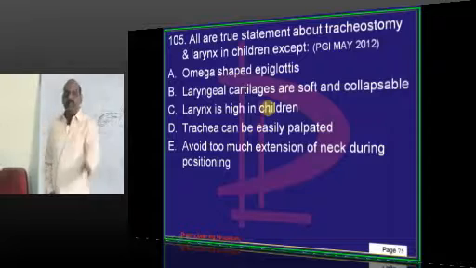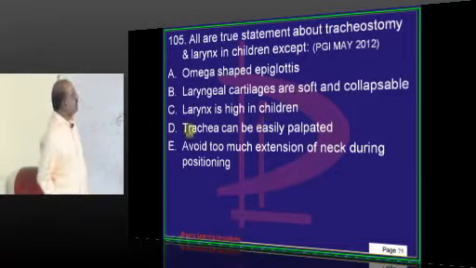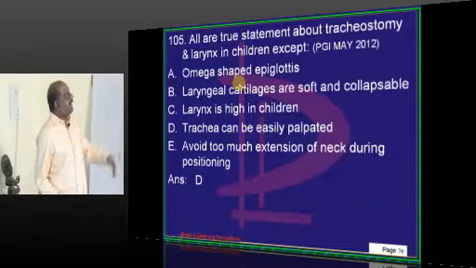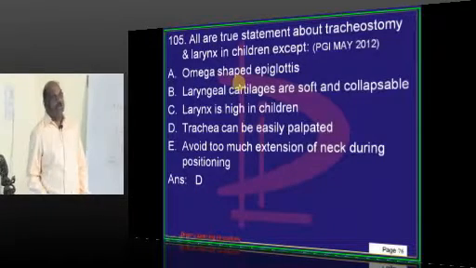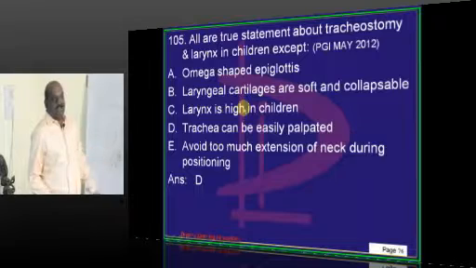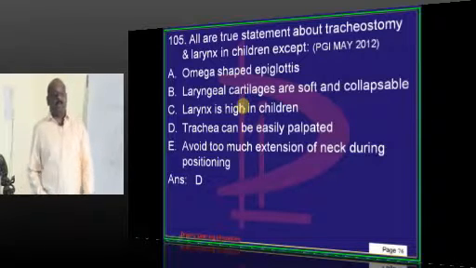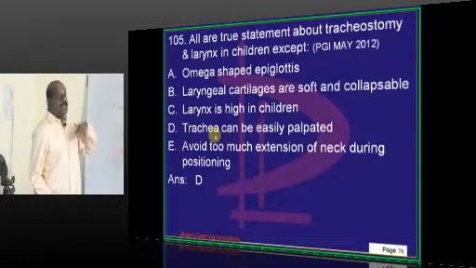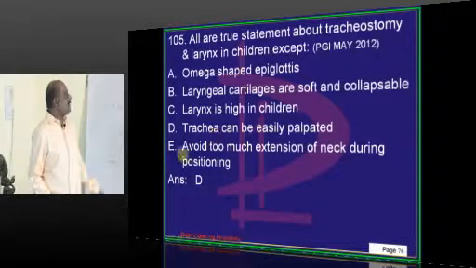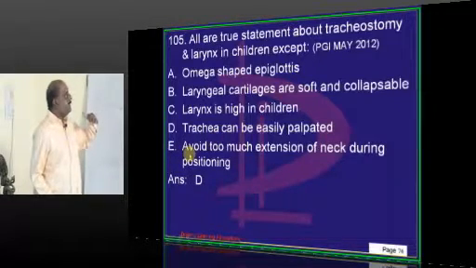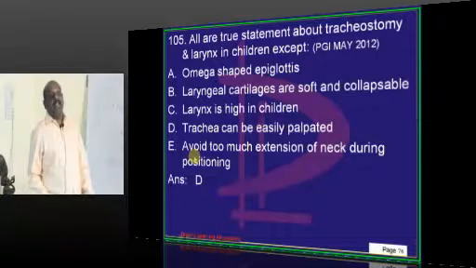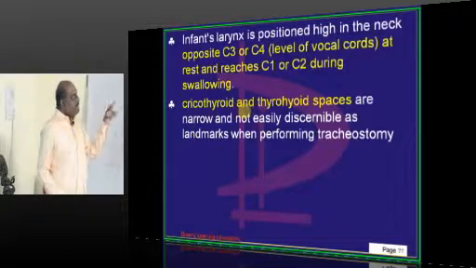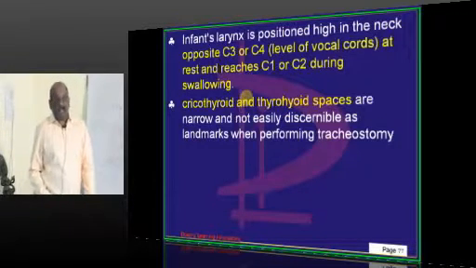Then what is the difference between an adult larynx versus a child larynx? The child larynx has an omega-shaped epiglottis, and laryngeal cartilages are soft and collapsible. Sometimes laryngomalacia is a very common abnormality, and the larynx is high in children, and you can't palpate the trachea that easily while doing tracheostomy. So where is the infant's larynx position, doctor? It is high in the neck.